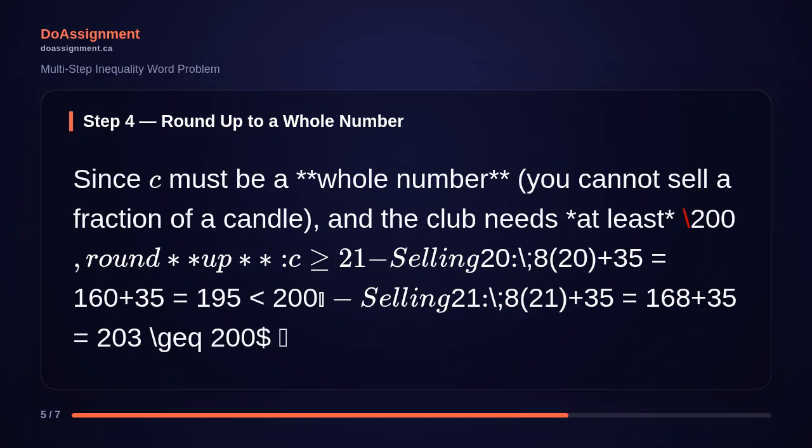Because candles must be sold in whole numbers, and the club needs at least $200, we must round 20.625 up to 21. Selling only 20 candles gives 8 times 20 plus 35, which equals 195. That falls short. Selling 21 candles gives 8 times 21 plus 35, which equals 203. That meets the goal. So the answer is C is greater than or equal to 21.